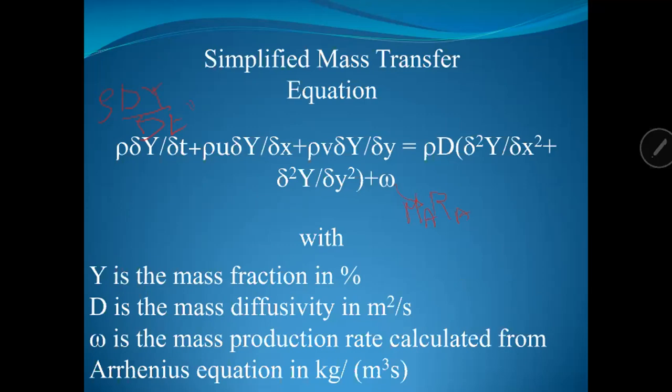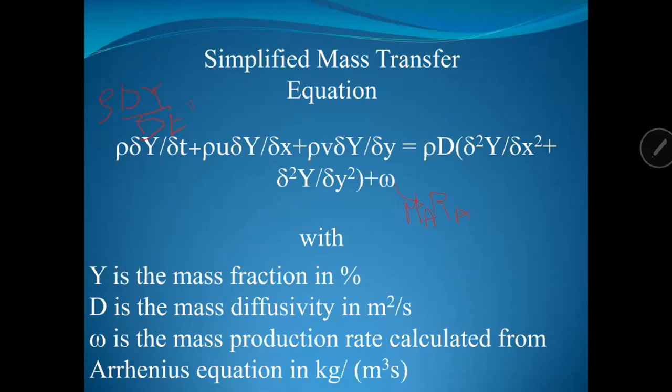Did you finish? Yes. Okay. What is the unit of the first term? Kilogram meter minus 3 second minus 1. Yes, meter minus 3 second minus 1. Good, correct.